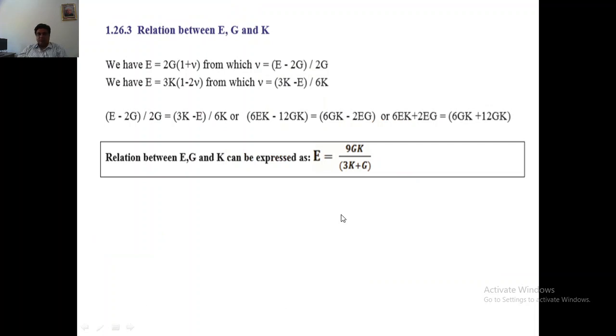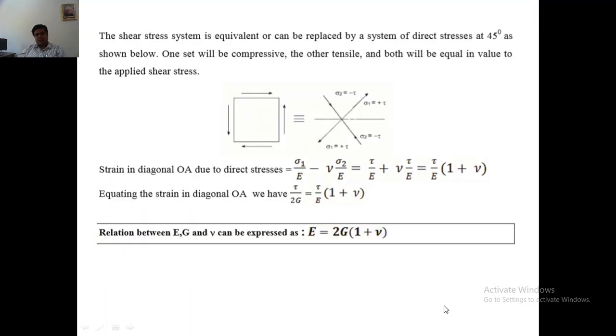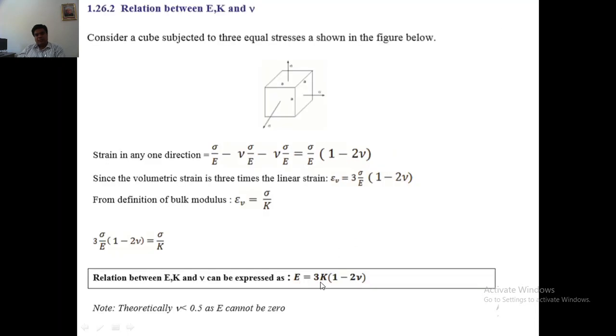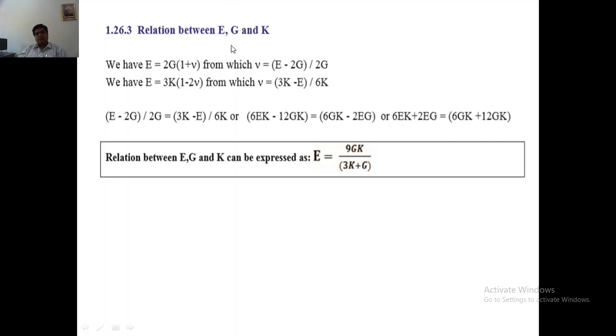Similarly, once we know these two equations, with respect to E and G, and with respect to E and K, now I can relate all the 3 constants E, G, K. Using those 2 equations, you just combine them and simplify, and you can express the equation in terms of E, G, and K. So this is the relationship between E, G, and K. Just remember these equations; in problems, we can use them to get the unknown values.